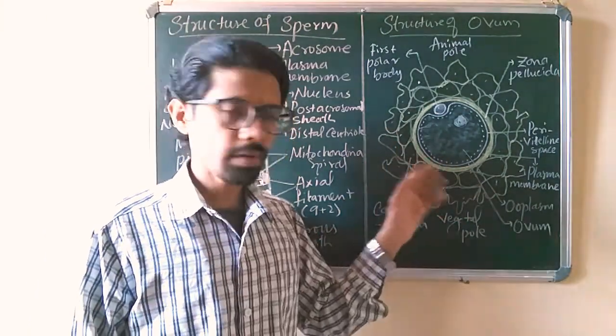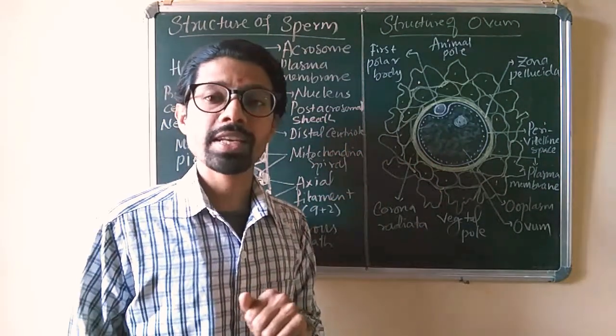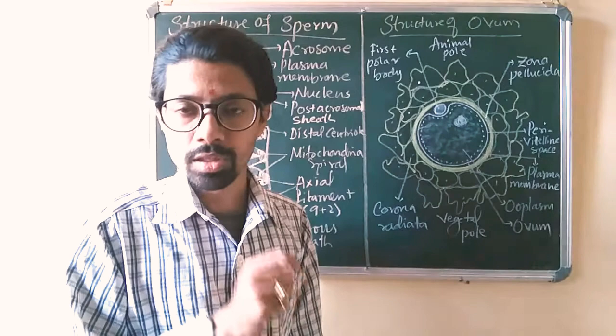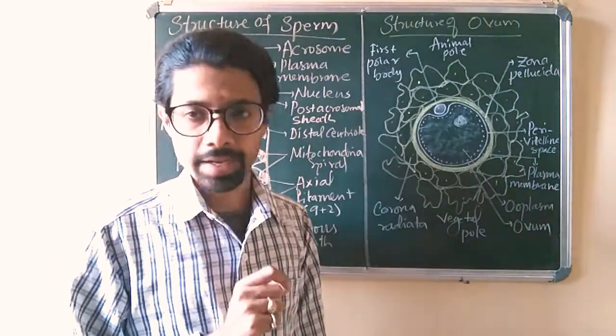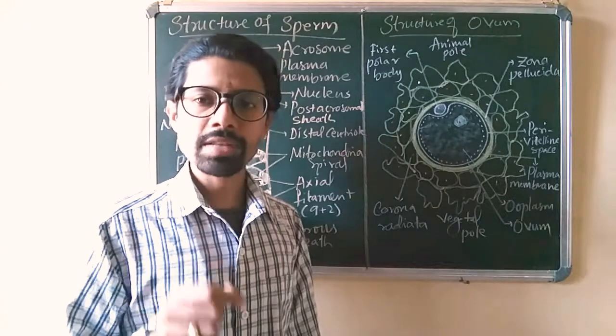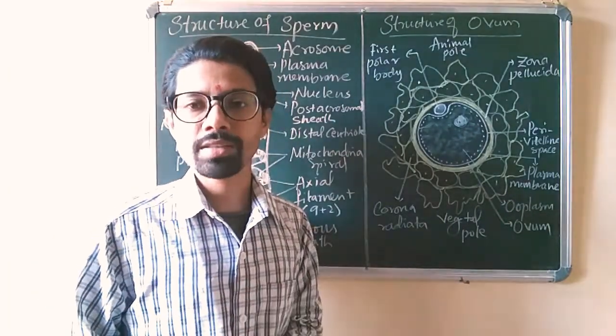Even though it is large in size, it does not have any yolk. So it is also called an alecithal egg. The word alecithal refers to a yolkless egg. Clear? Because we are placental mammals, there is no use of yolk. That's the reason why it's a yolkless egg.